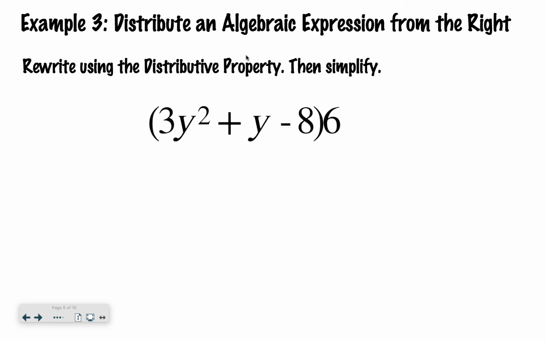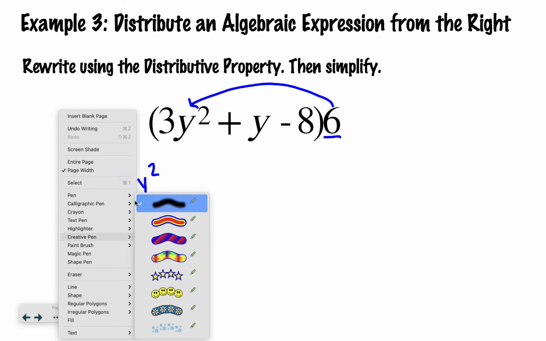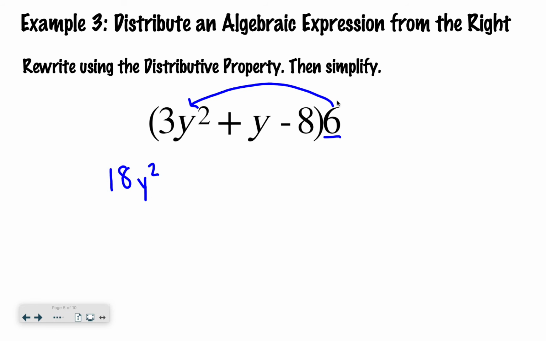All right, example 3. We're doing the same thing, but this time we're distributing from the right. So I'm going to take that 6 and I'm going to multiply it all the way over here. So 6 times 3 is 18y squared. And then I'm just going to change colors to help make it maybe a little bit easier on you. So then I'm going to do 6 times my middle term, which is a positive y. So I say plus 6y.